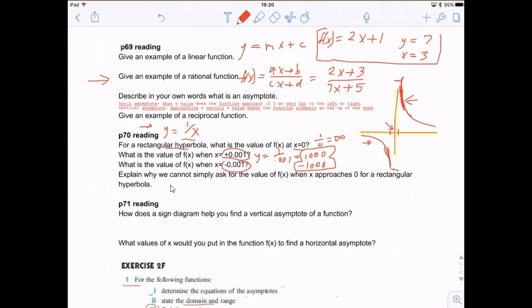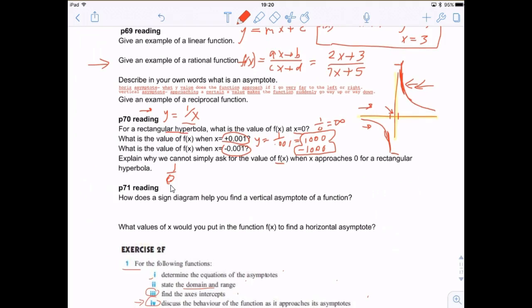Explain why we cannot simply ask for the value of f of x when x approaches 0 for a rectangular hyperbola. Okay, so if you just put 0 into the equation 1 over x, we get 1 over 0, and that's basically an undefined number, because if we divide by 0, we don't know exactly what's going to happen. In this case, it turns out to go to positive infinity or maybe negative infinity, depending on which way you approach it, right? If you approach it from the right side, it looks like it goes to positive infinity. If you approach it from the left side, it looks like it goes to negative infinity.